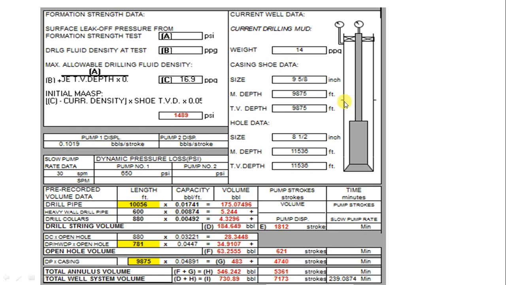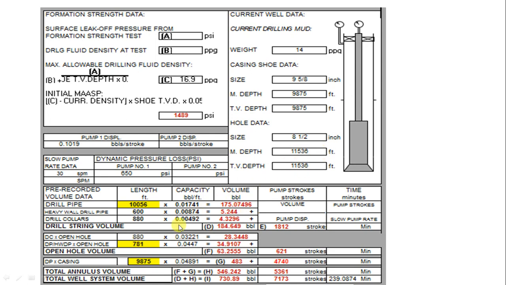Here, how to get it? He gives you the drill collar length. So you put the drill collar with the open hole here. The drill collar length is the same. It's 880, because it is the same. Now the shoe here is 9875, and you will subtract it from 11,053.6, so it will give you more than 880.